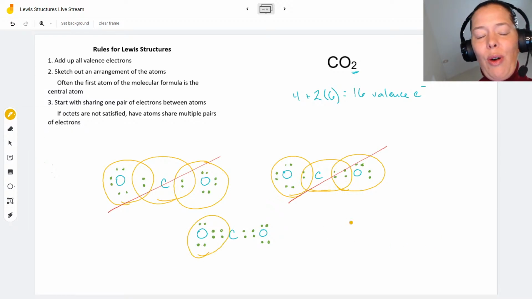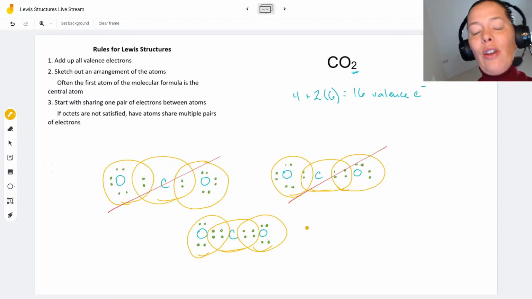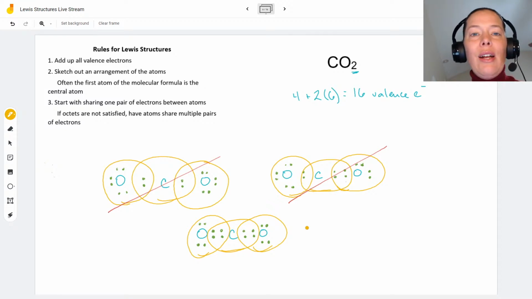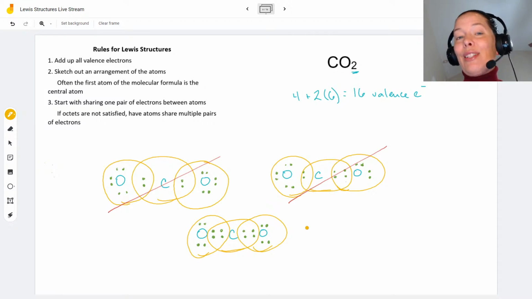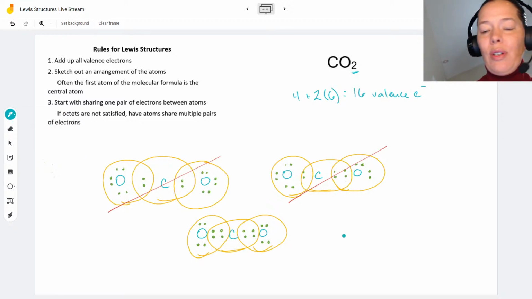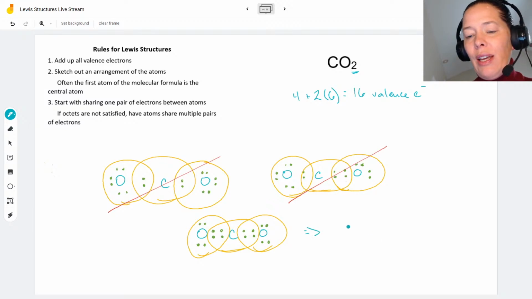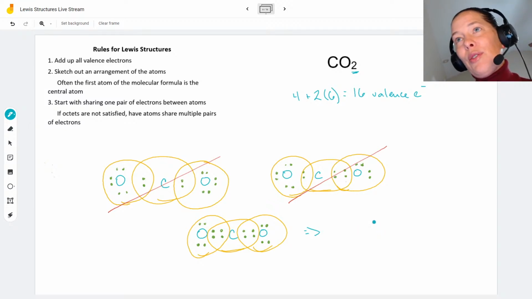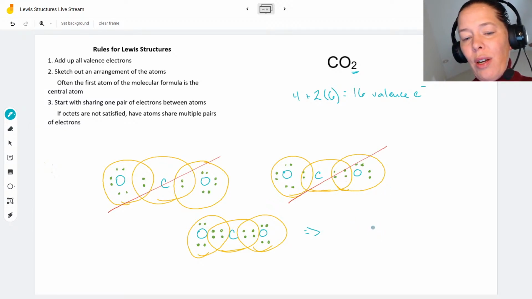All right, so oxygen on the left still has 8. Oxygen on the right has 8, and now you can see the carbon in the middle also has 8. So we have finally satisfied octets for all 3 atoms. This is our valid Lewis structure. And just like before, let's just rewrite this. Again, this is probably a Lewis structure you have seen before, but this is how it comes about.